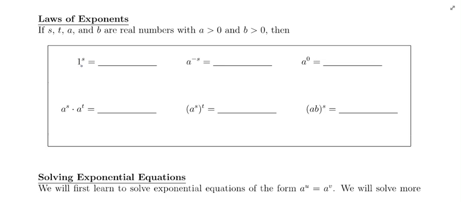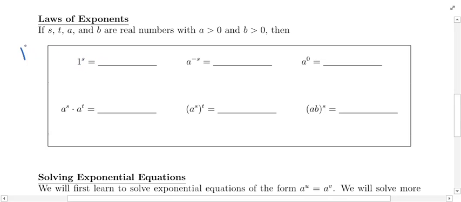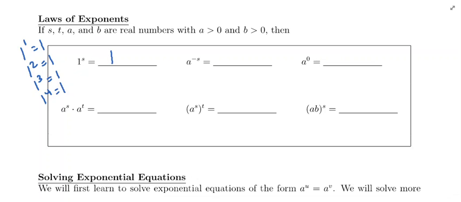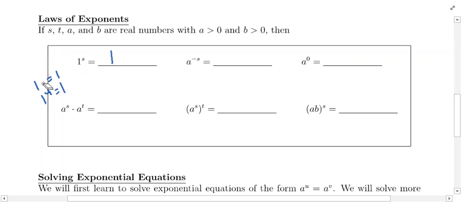The first rule says 1 to a power is what? Well, if you start doing powers of 1, 1 to the first power is 1. 1 squared is 1. 1 cubed is 1 times 1 times 1. That's 1. 1 to the fourth is 1 times 1 times 1 times 1. That's 1. So 1 to any power is 1. That's the first law of exponents.